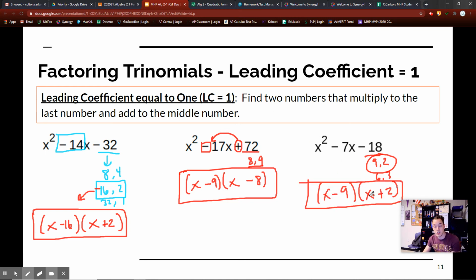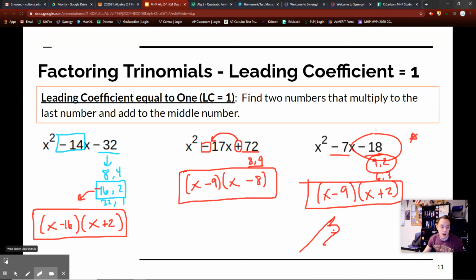Great. That's what you should get. The reason why the negative goes with the 9 is because if I take negative 9 plus 2, it gives me negative 7. But negative 9 times 2 still gives me negative 18. So it checks out, smiley face, and then a unicorn. All right, let's erase and move on.